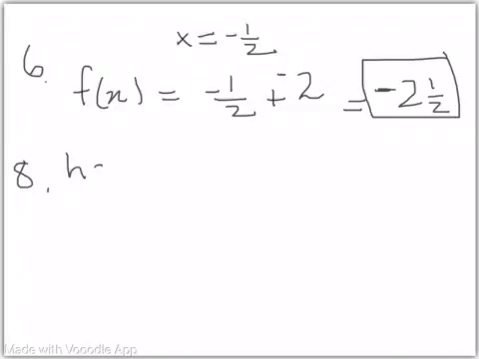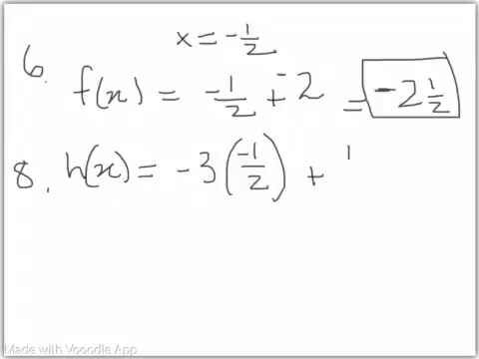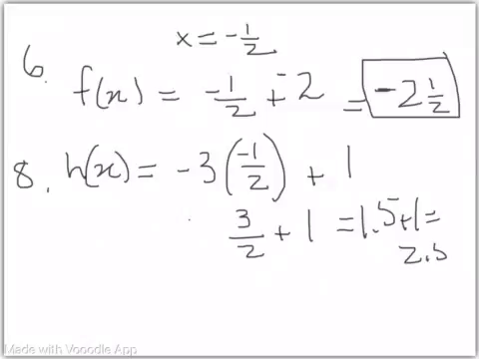Question number 8. H of x is equal to negative 3 times negative 1/2, which is I'm substituting in for x, plus 1. I'm going to take this down here, and I have a negative times a negative, so I get a positive 3/2 plus 1. I know that 3/2 is the same thing as 1 and 1/2, or 1.5, plus 1. Therefore, 1.5 plus 1 is 2 and 1/2, or 2.5, either one.